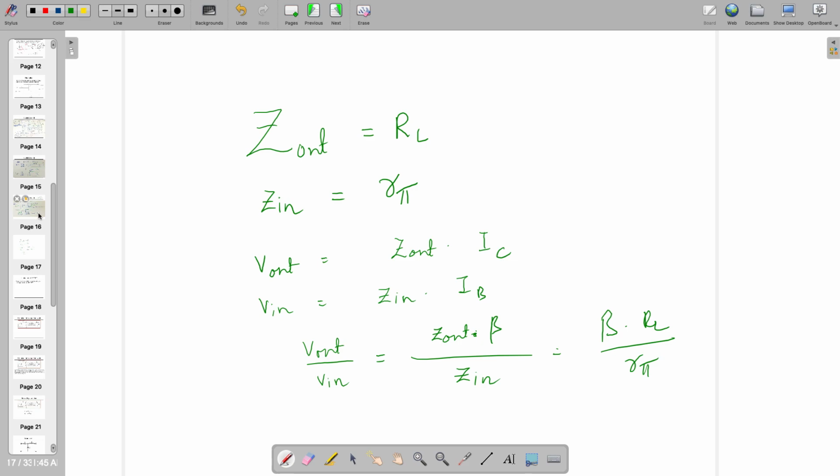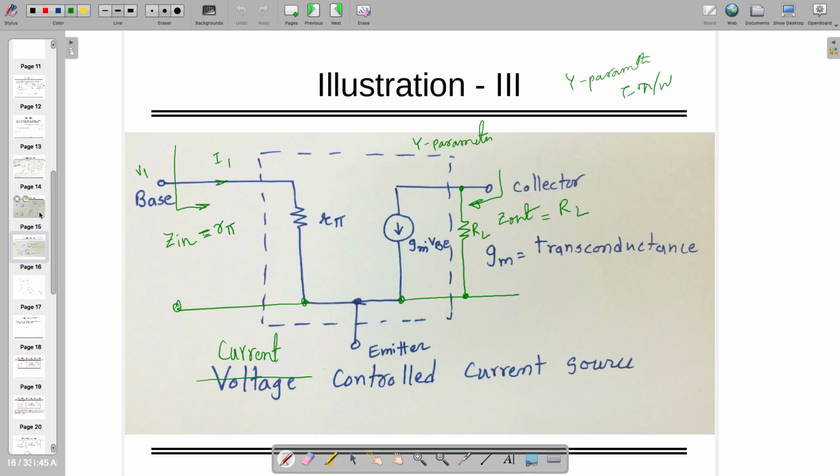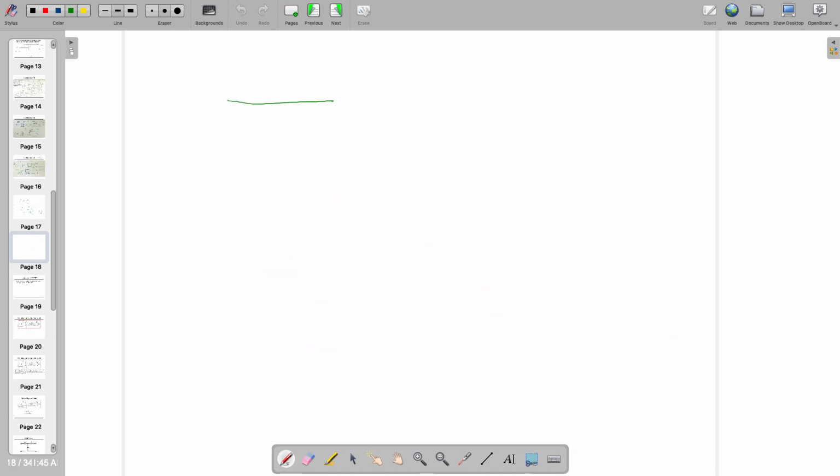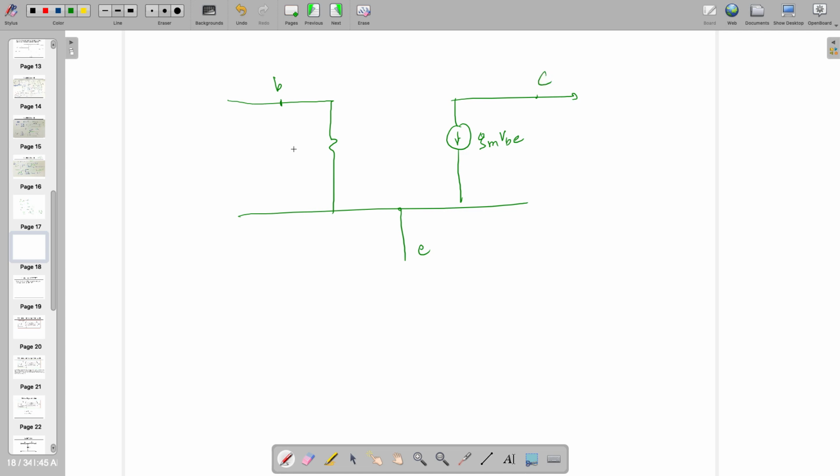So this is just a plain simple model where it is only applicable at low frequency. This is only applicable at low frequency. Do you agree with me? It will be a low frequency model only.